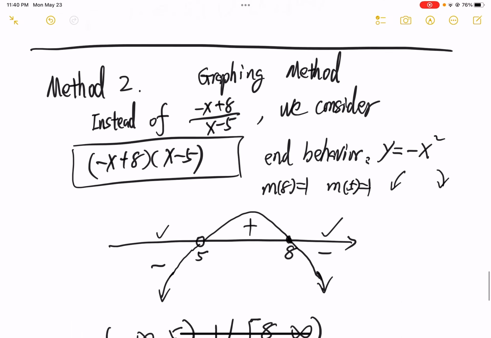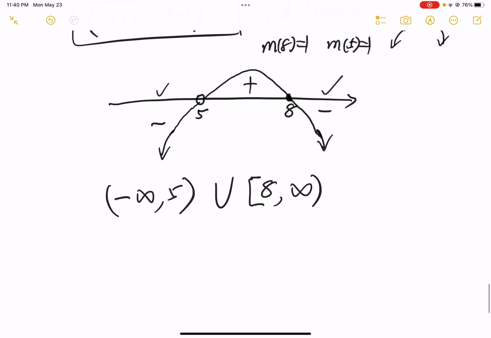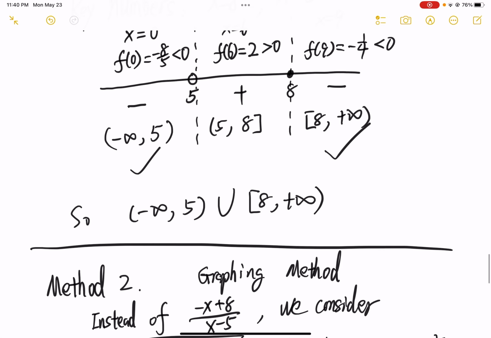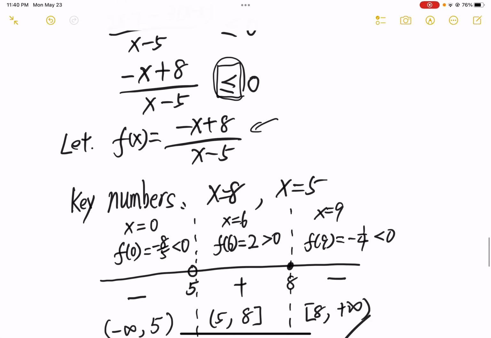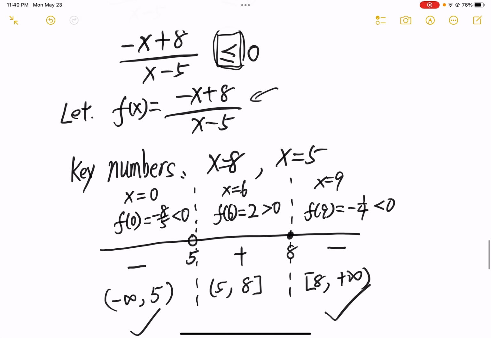Of course, this method 2 is optional. It just gives you some ideas. But if you are not familiar with the graphing method, it's okay. You just use the standard method in our textbook, which is test numbers, test intervals.